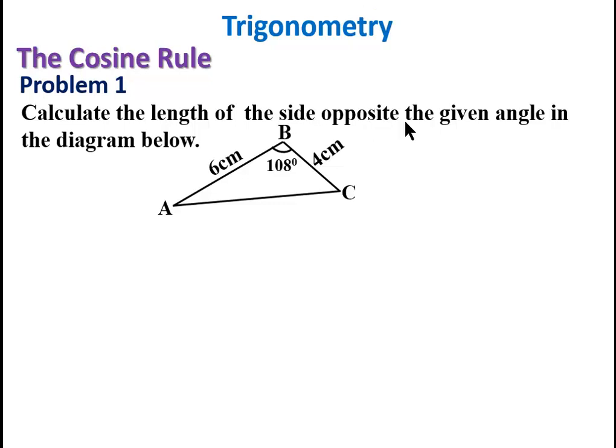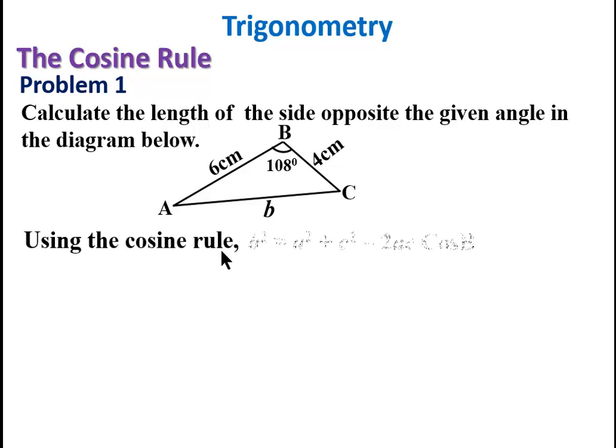Calculate the length of the side opposite the given angle in the diagram below. So we are given the diagram, and the side opposite the given angle is B. Remember, this is A, this is C, and angle B is given. So using the cosine rule to calculate side B, we have B squared is equal to A squared plus C squared minus 2AC cos B.